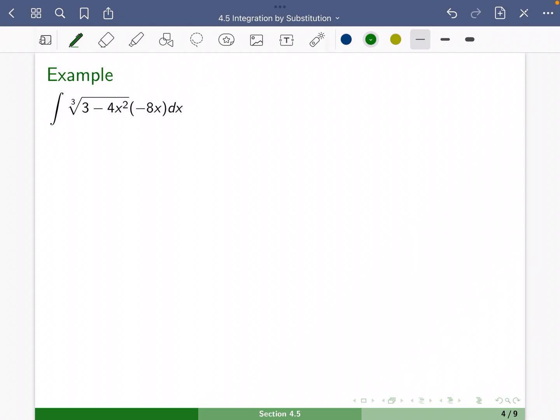In this video, we are going to look at more examples of doing u substitutions. Here, we are looking to integrate the cube root of 3 minus 4x squared times negative 8x dx.